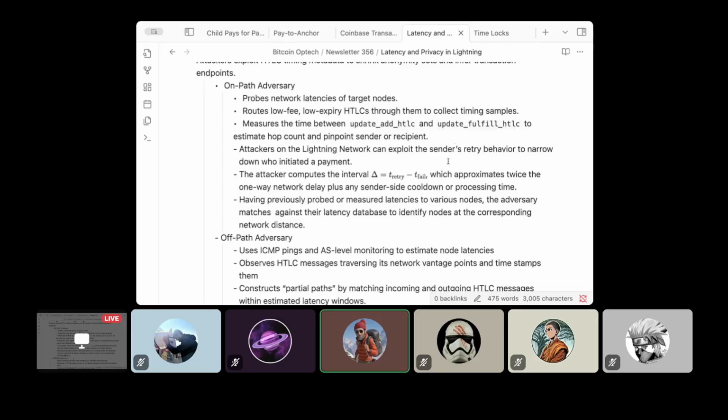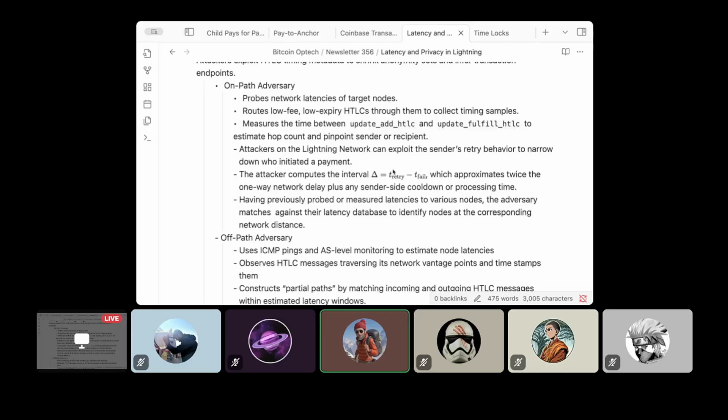Basically, he computes the time taken between the retrying and the failing of the routing transaction. This probably gives twice the time for the message or the HTLC to go between him and the actual sender. So now he has some idea about the time interval.